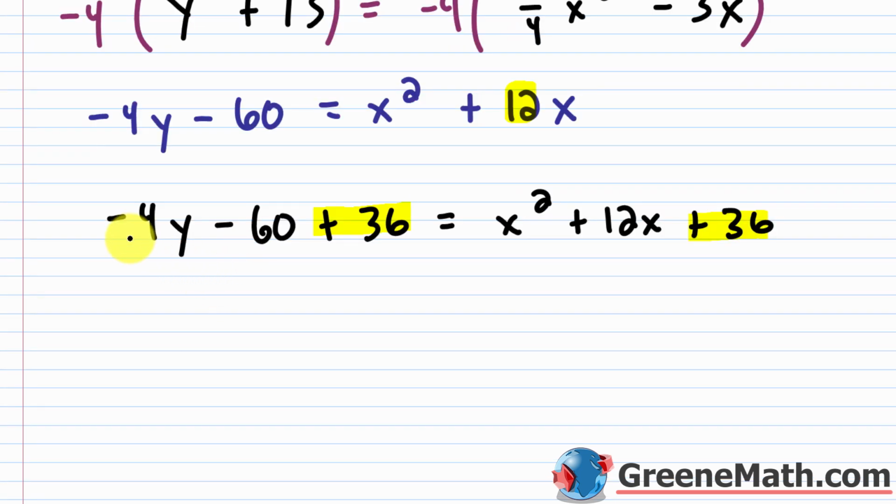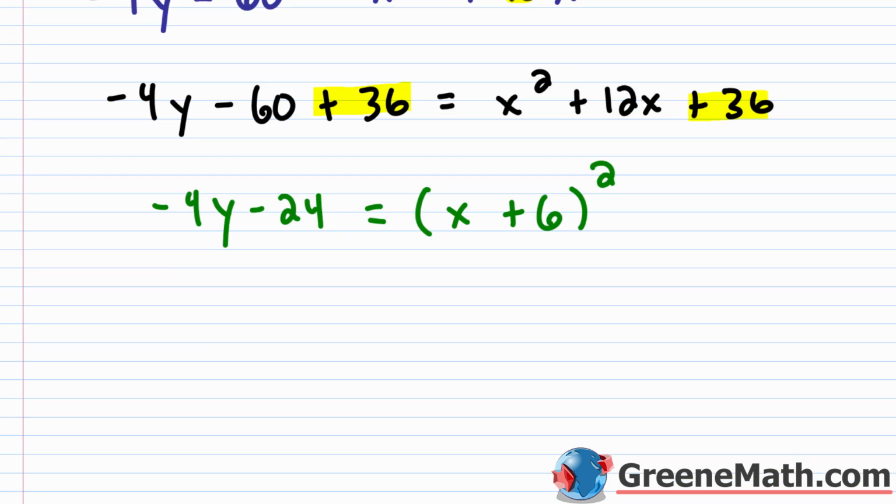On the left, you have -4y minus 60 plus 36. So -60 plus 36, that's -24. So let's write this as -4y and then minus 24. So that's the left side. Then this equals on the right side. Again, you're going to factor this into x plus half of this is 6, quantity squared.